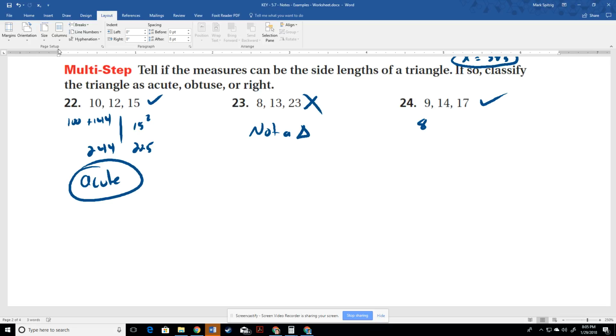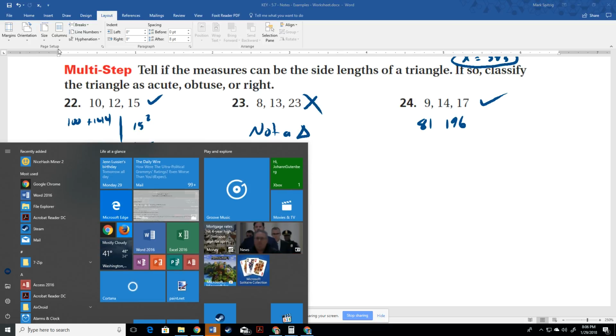Okay, now a triangle. Let's look at this one. We get 9 squared is 81. 14 squared is 196. So notice by my inflection, I didn't really know. I went up like that. All right. So I also am going to check this one. So we'll do 14 squared and 17 squared just to make sure.